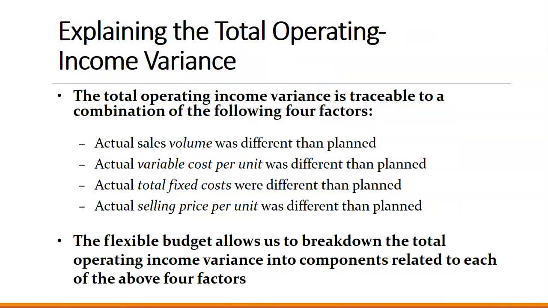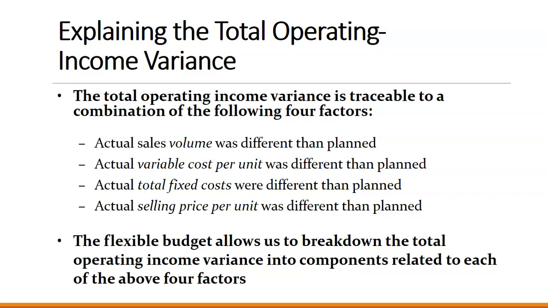When we're looking at the total operating income variance, that is a variety of factors. One, our actual sales volume was different than planned. Our budgeted sales volume was 1,000 units and our actual sales volume was 780 units. Our actual variable cost per unit was different than planned. Actual total fixed costs are different than planned, and our actual selling price per unit was different than planned. It could be one or more of these factors.